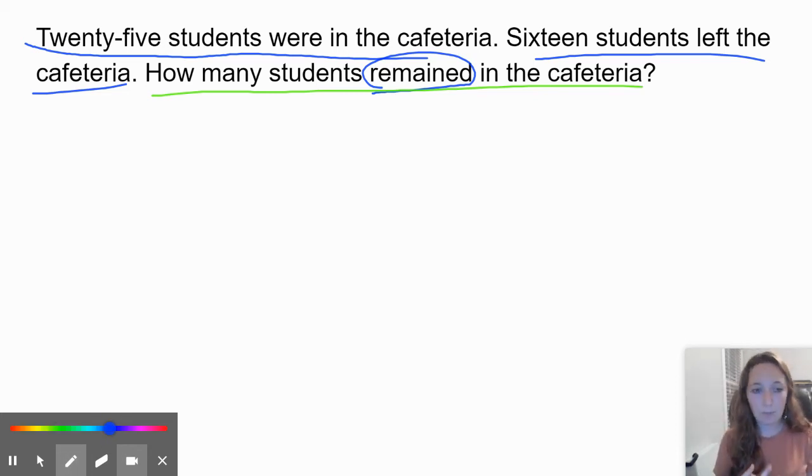So our equation. Well, first, is this a one-step word problem or a two-step word problem? 25 students in the cafeteria, 16 students left. How many students were still there? One step. We only have to do one thing to solve it. Okay, so it's a one-step word problem, so we don't need to do our little numbers on the side.